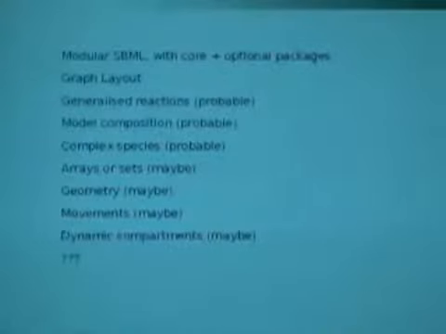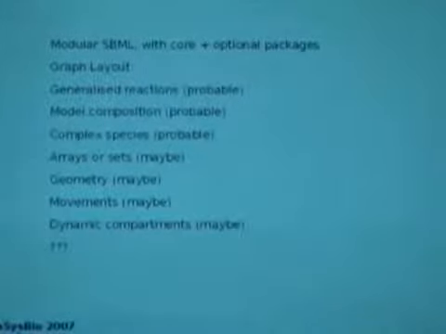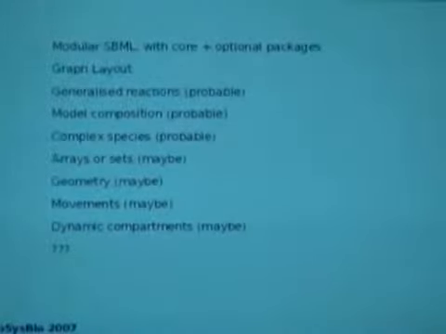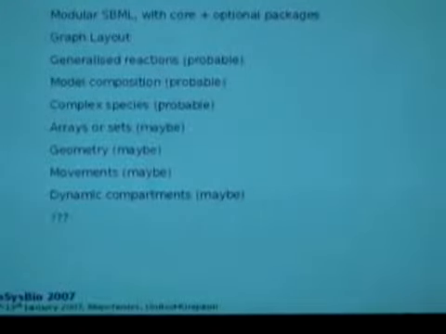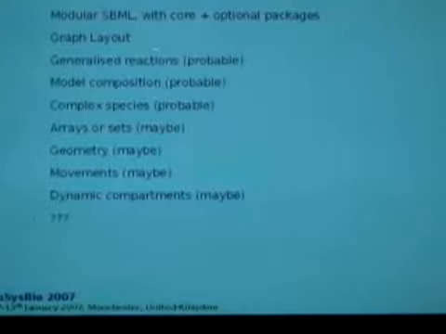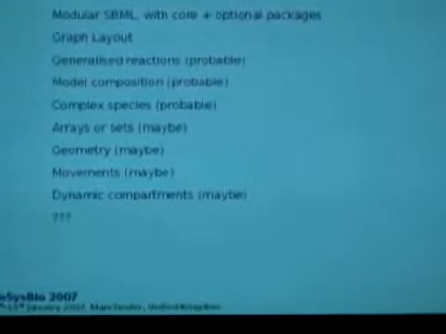But the next level will be Level 3. It's still a few years ahead, I think. But it will be modular, and will allow us to encode a lot more things like graph layout, generic reactions across multiple compartments. We will have mechanisms to merge different models, describe arrays, describe the geometry of objects, their movements.